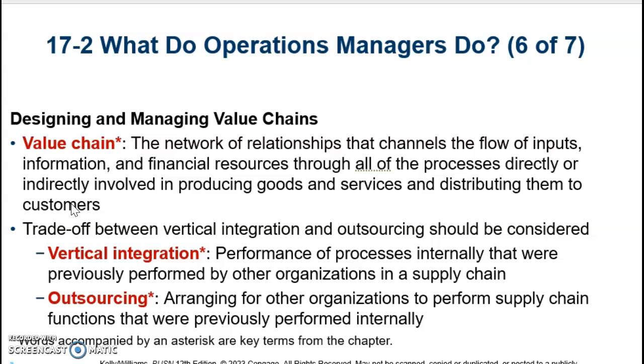Operations managers need to examine the trade-off between outsourcing and vertical integration when value chains are designed. Vertical integration is the performance of processes internally that were previously performed by other organizations in a supply chain. Outsourcing is arranging for other organizations to perform some of those supply chain functions that were previously performed internally. So sometimes it may be better to outsource, and then sometimes there may be activities that need to be integrated. So these are two items that operations management have to think about and evaluate.